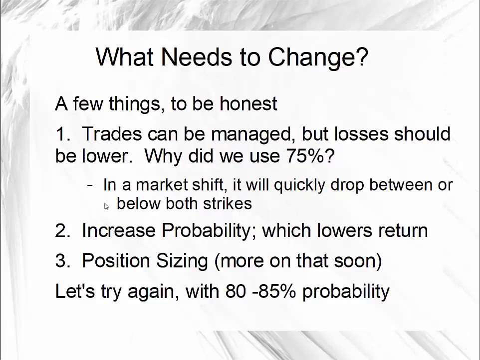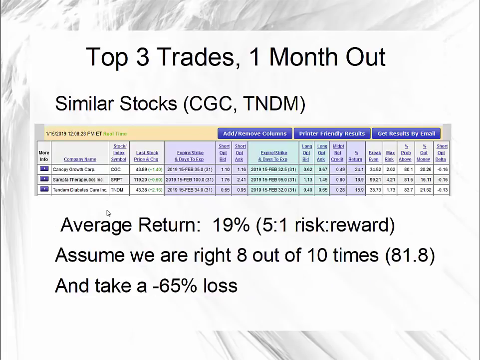Looking at what would happen if we ran that same search, but forced positions to have an 80 to 85% probability instead of 70 to 75%. What would we see? Well, we have some similar stocks here: Canopy again, Tandem Diabetes. These are the top three trades 1 month out in time with that greater than 80% probability. The average return lowers to about 19%. Now that's still a 5-to-1 to 6-to-1 risk reward ratio.